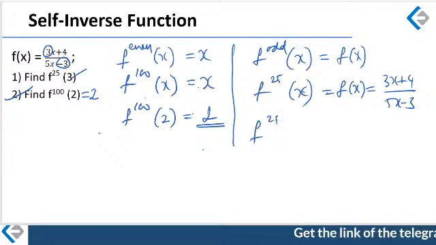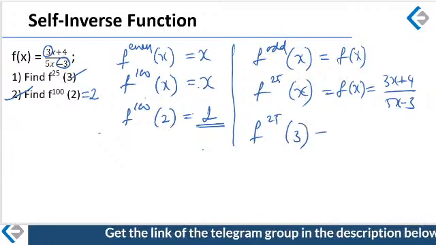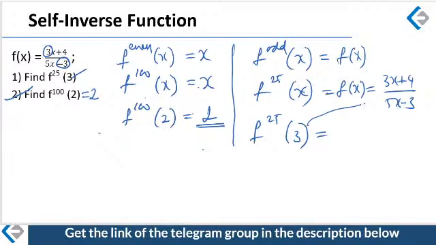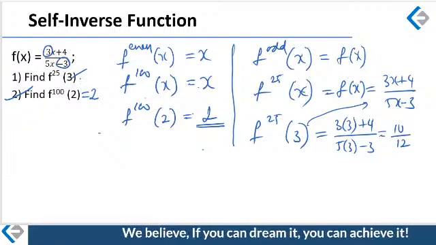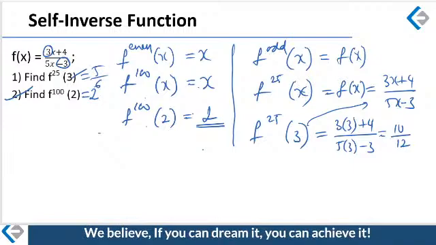Therefore, f25 times of 3 means in place of x, I should simply put this value 3 here. Therefore, 3 times of 3 plus 4 divided by 5 times of 3 minus 3. That would become 10 divided by 12. We can simplify, which becomes 5 by 6. Therefore, we all got the answer to these questions. That's the response to this particular question.